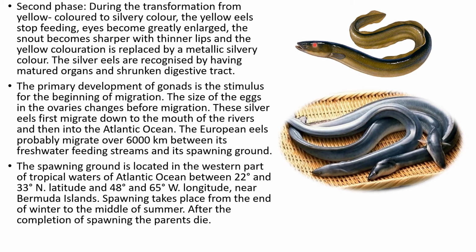The body color of the eel, which was yellow with some black dots here and there, and some stripes of dark yellow colors, is being replaced by thick metallic silvery color. The silver eels are recognized by having matured organs and shrunken digestive tract.